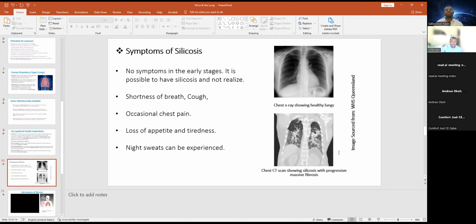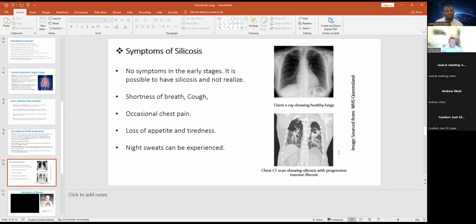Now, there are symptoms of silicosis. Most often, at the early stage, you don't feel it. You don't feel any symptom of silicosis, so you might not realize you have issues. But as it progresses, you find shortness of breath. You can come up with cough, occasionally chest pain.